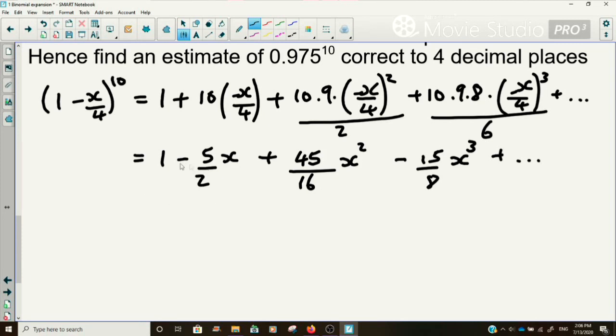Okay, so that's what they would be looking for in the exam. You'd probably get 1 mark for the first 2 terms, 1 mark for getting that third term right, and 1 mark for getting it all right. Okay, so getting it fully correct, simplified fractions and all.